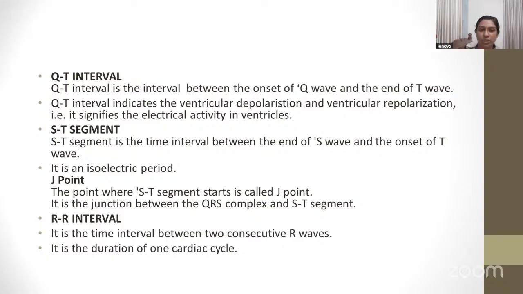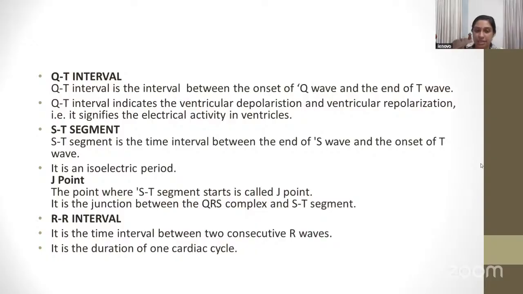Next is the QT interval. These things have their clinical implications also. QT interval is the interval between the onset of Q wave and the end of T wave. It indicates the ventricular depolarization and ventricular repolarization, i.e. the electrical activity in the ventricles is signified by the QT interval.